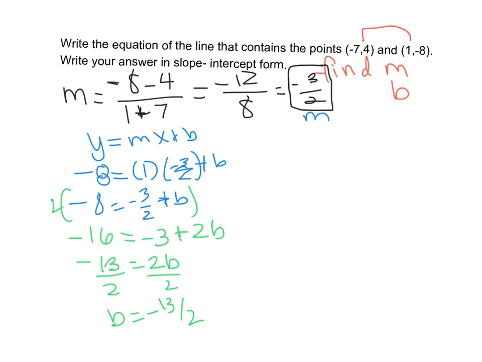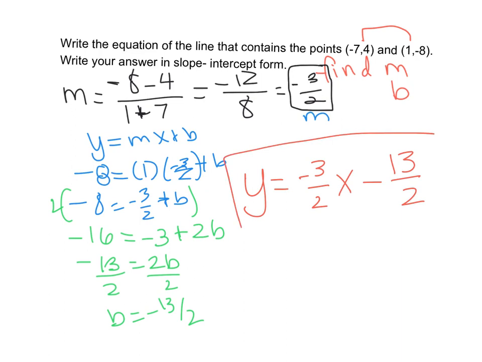All right, so now I just write in slope-intercept form. I'm just going to fill in the information. So I have y equals mx, which is negative 3 halves x, and then minus 13 halves because that's the b. And that is my answer in slope-intercept form.